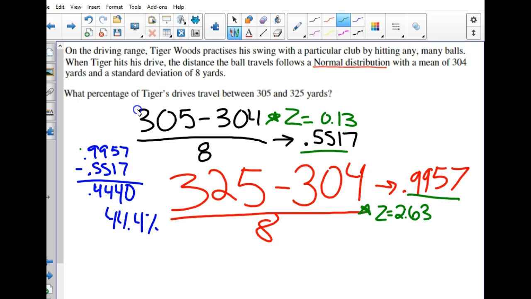Now, I had a good question that popped up. I said just leave things in decimals. If you're curious, this 0.4440 is a proportion or a probability. And if you want to change it to a percentage, that's fine. You just move the decimal 2 to the right. So there's a 44.4% chance of Tiger getting a drive between 305 and 325.